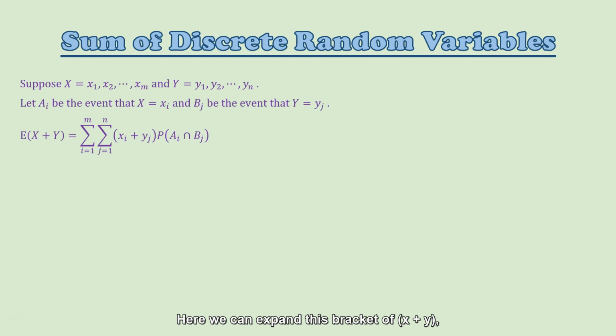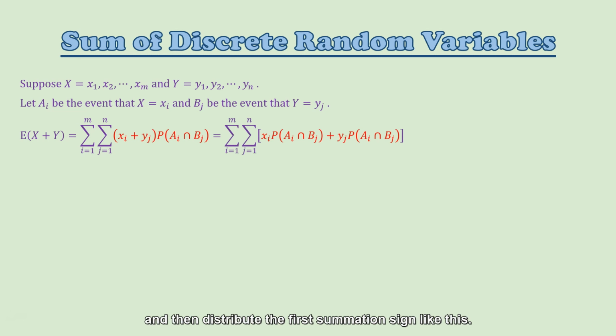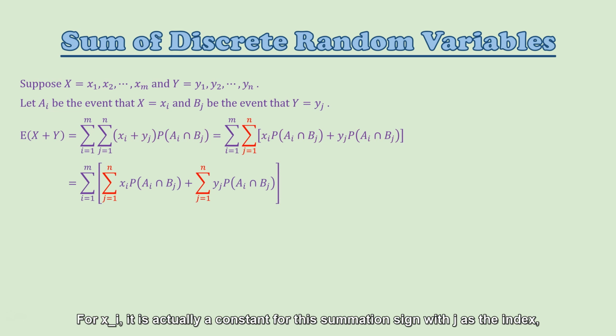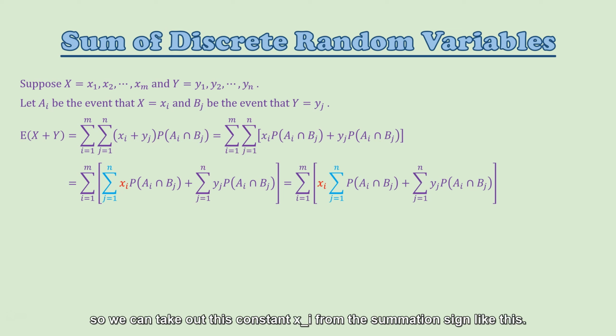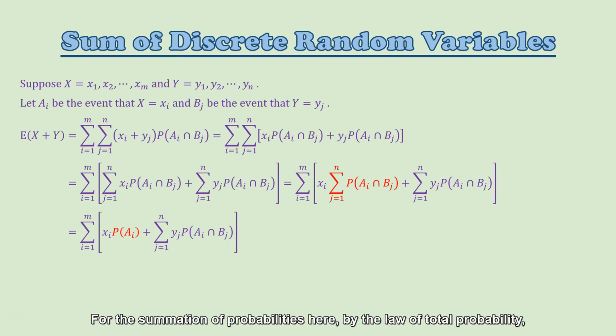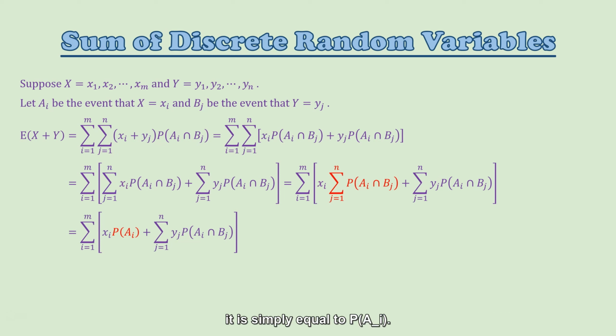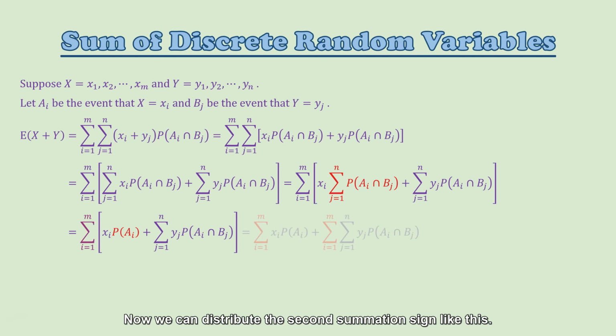Here we can expand this bracket of x plus y, and then distribute the first summation sign like this. For xi, it is actually a constant for this summation sign with j as the index. So we can take out this constant xi from the summation sign like this. For the summation of probabilities here, by the law of total probability, it is simply equal to the probability of Ai. Now we can distribute the second summation sign like this.